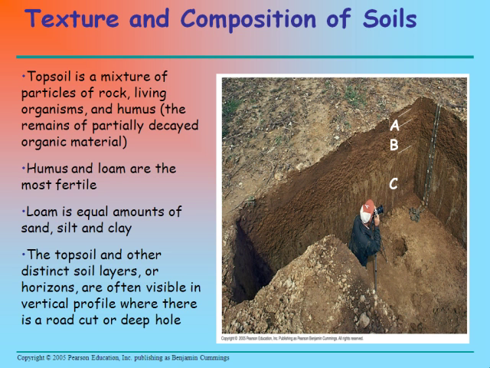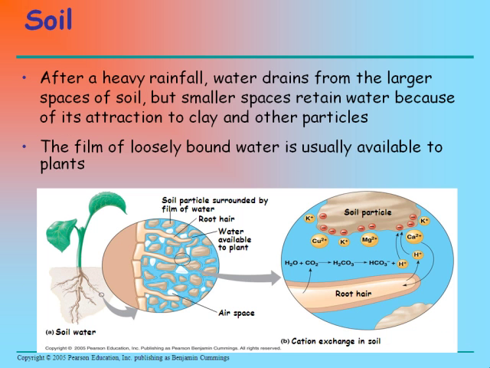The B horizon contains much less organic matter than the A horizon and is less weathered because it's deeper. And then the C horizon, down here, is composed mainly of partially broken down rock and serves as the parent material for the upper layers of the soil. Okay? Humus and loam are the most fertile, and loam for the topsoil is equal amounts of sand, silt, and clay. The topsoil and other distinct soil layers or horizons can be seen in this vertical profile.